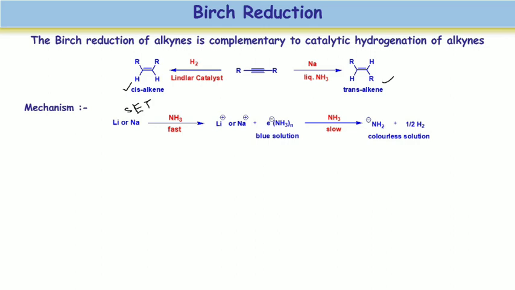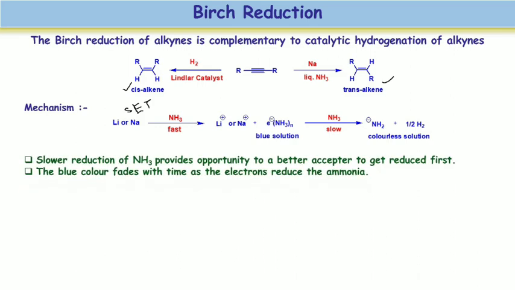But the important point is that this process is kinetically slow. So if you have a molecule in the reaction medium that can accept an electron in a much better way, then that particular molecule will be reduced preferentially with respect to the slower reduction of ammonia. Now as soon as the reaction proceeds, the ammoniated electrons are consumed. So when the reaction is almost complete, then the solution becomes colorless.